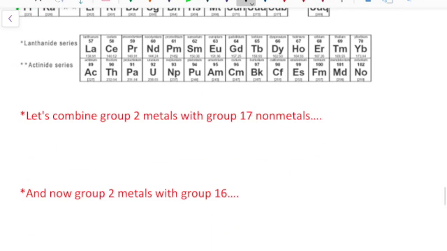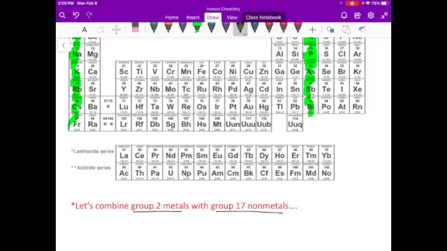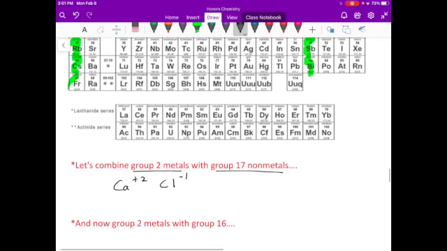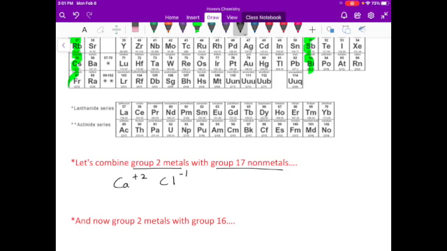Moving on, let's combine group 2 metals with group 17 nonmetals. Okay, so we're going to pick a group 2 metal and a group 17 nonmetal. And let's pick calcium. Group 2 is +2. With a group 17, let's pick chlorine. Now, what do we have to do to balance it out to 0? I need another chlorine. +2 -2, CaCl2. What's it going to be? Calcium chloride. And you see as you go along how easy this gets.